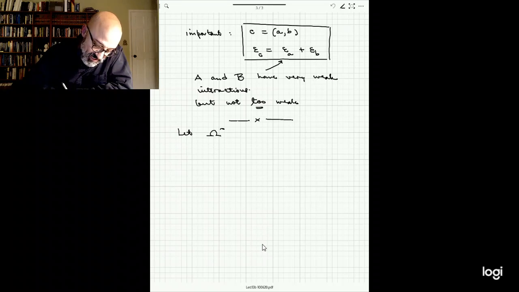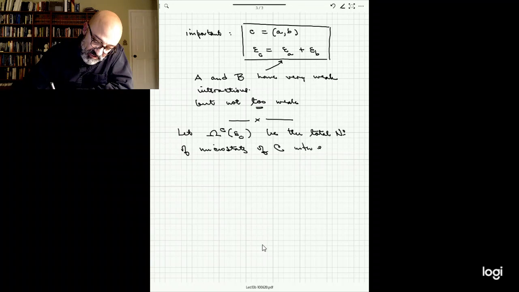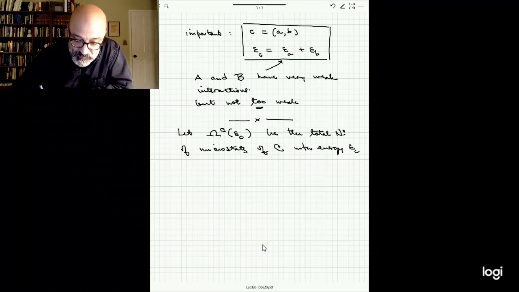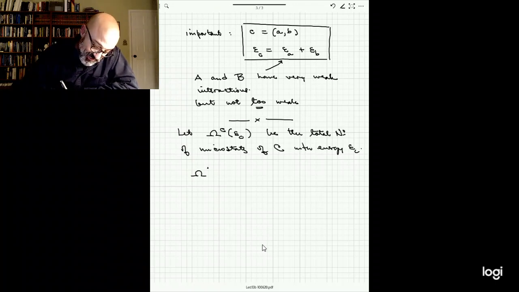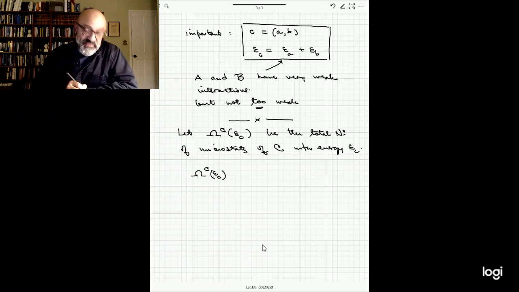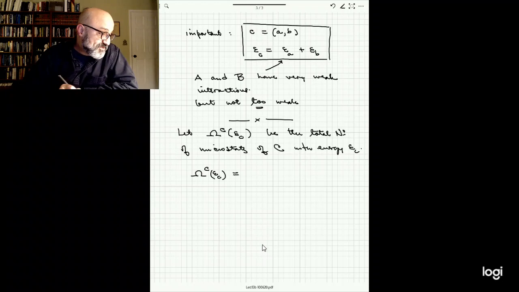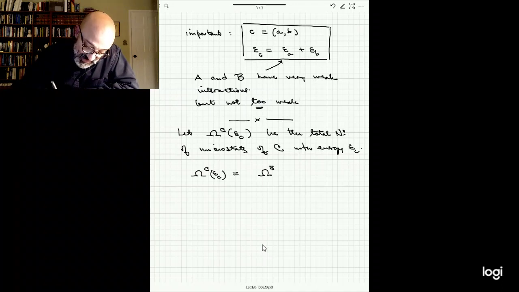Let Omega_C at energy E_C be the total number of microstates of C with energy E_C. Then what I'm going to claim is that the total number of states with energy E_C can be written in terms of the total number of states of the system B, when the energy of B is E_C minus E_A.